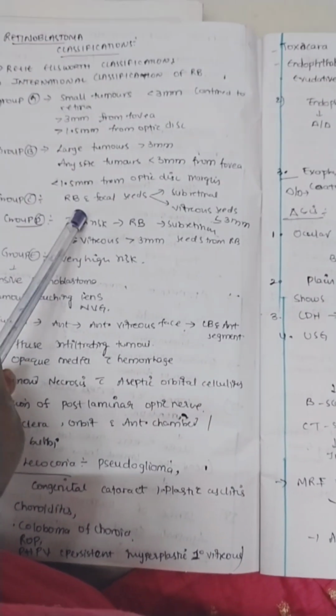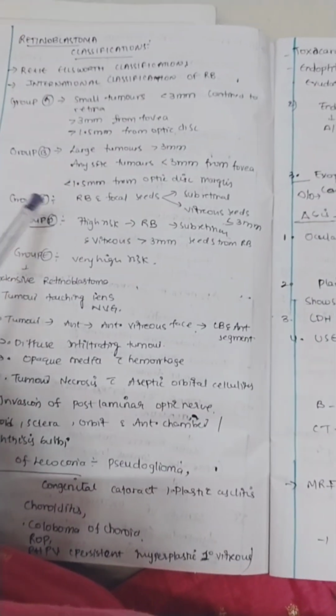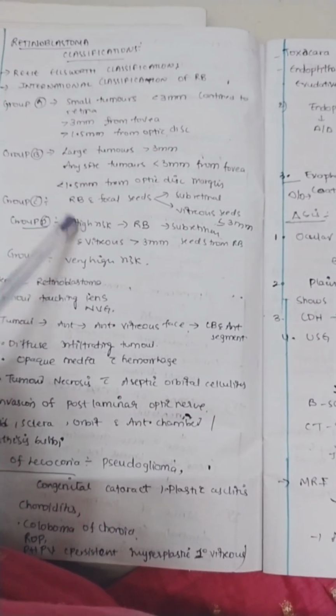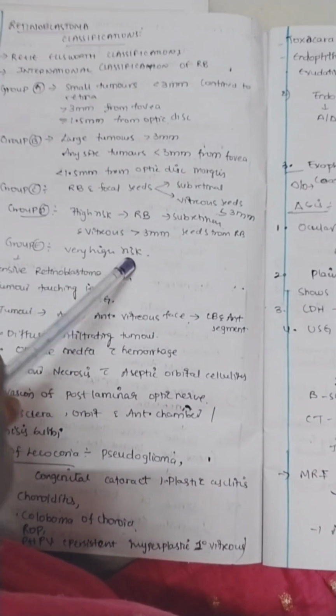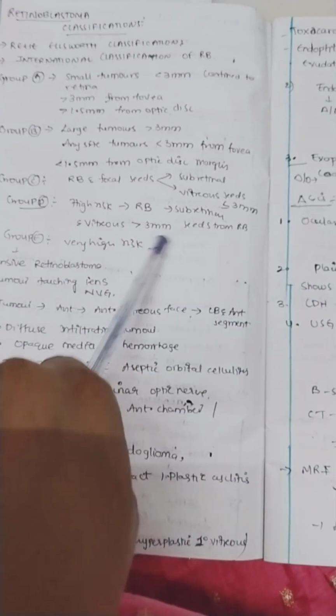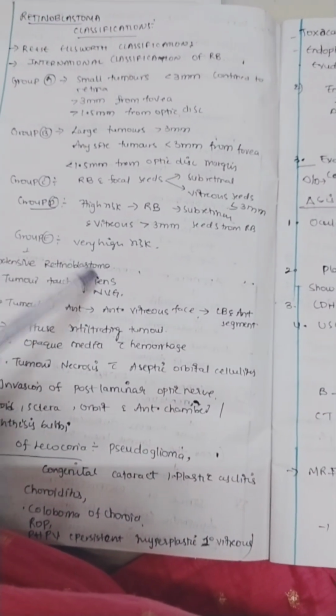Group C is still more dangerous. It has subretinal and vitreous spread also, and Group D is very high risk. Okay, high risk retinoblastoma. Subretinal involvement will be there and vitreous involvement will be there. Greater than 3 mm, okay. And Group E is very high risk.